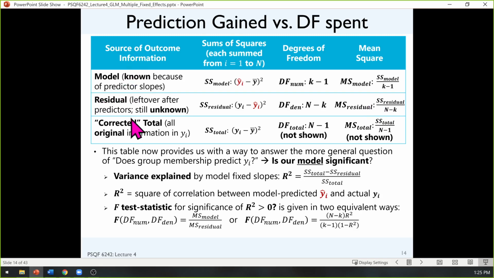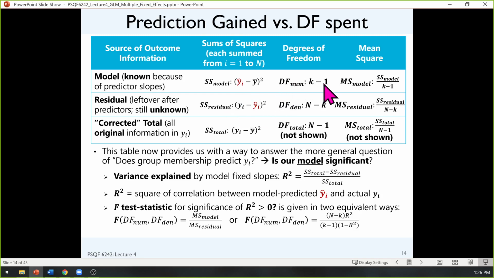So we have three sources of information in our outcome variable, which is income in this example. We have information that's been captured by the model, that's the model row. Information that we still have in the outcome variable that we don't know why, that's the residual row, and then the total is the sum of those. So this table provides a way to operationalize how good the model is doing. We have the sums of squares for the model, so that's like the information that's been captured by giving each person a y hat rather than just guessing the same sample mean for everybody. How much better did we do by giving them a y hat?